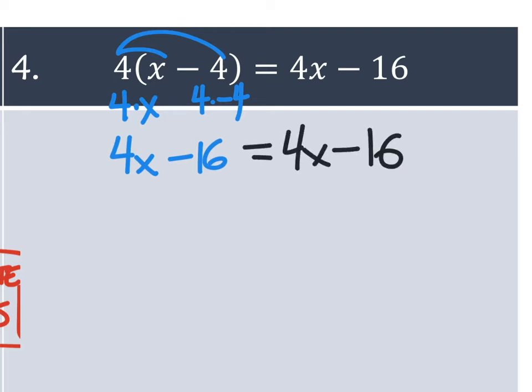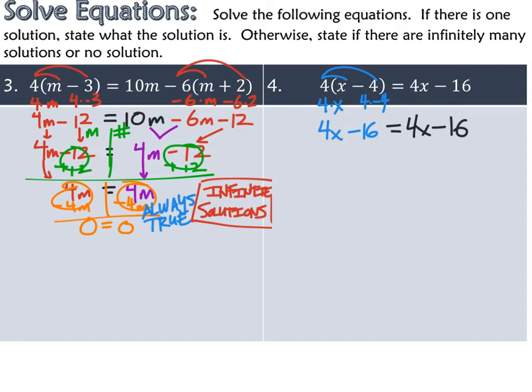Well, going back, this is a pretty good way to tell that we have a match, right? Like over here, we had 4m minus 12 equals 4m minus 12. That's a true statement always, because one side is the same as the other side. This one, the blue, is matching the black right there. Now we could continue this, and I'm going to, but if you said, you know what, I see that the two sides match, therefore we have infinite solutions, bam, you'd be done, okay?